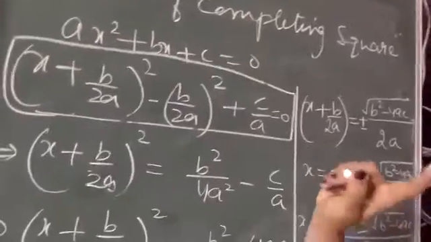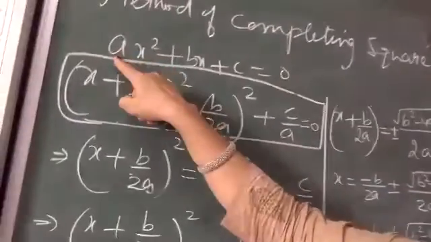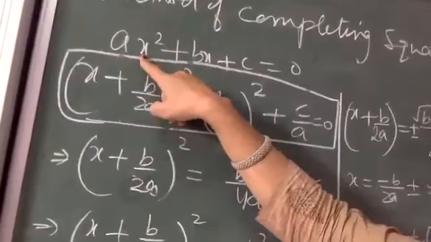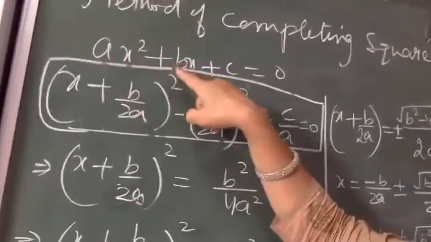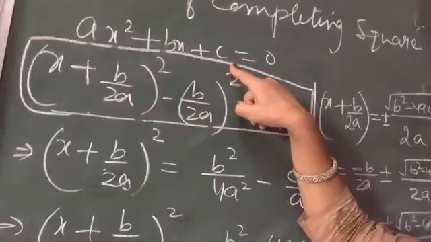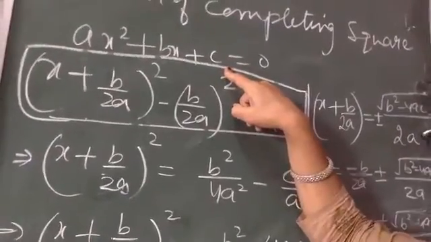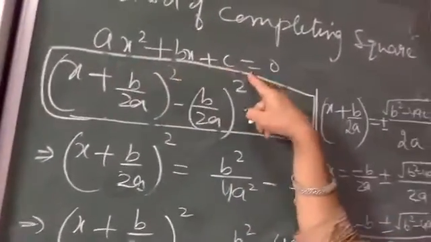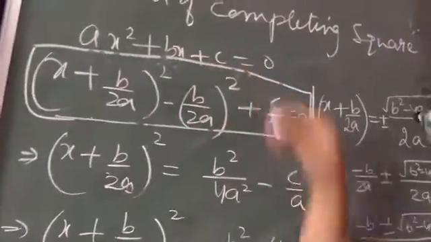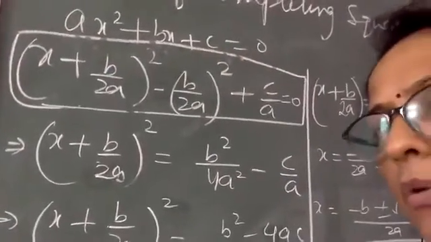And I know you all must be aware about what a, b and c are. A is always the coefficient of x square, you know, class, and b is the coefficient of x and c is the constant term. So I think all of you are aware about this, right? So a, b, c are the coefficient of x square, coefficient of x and constant term respectively, right?